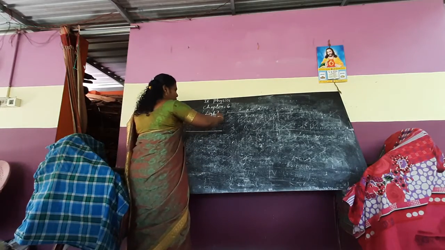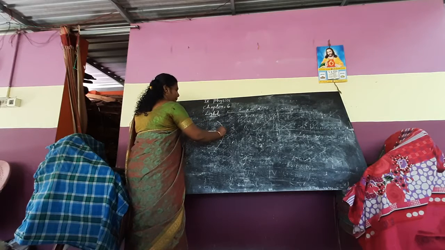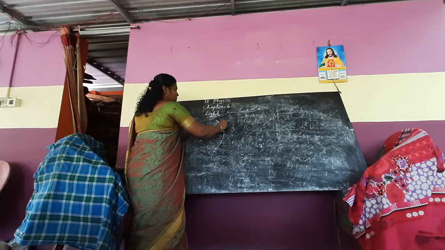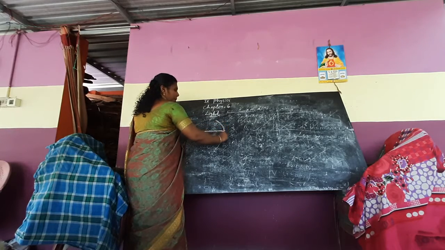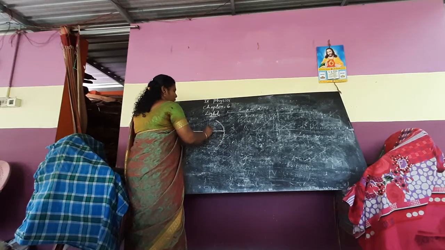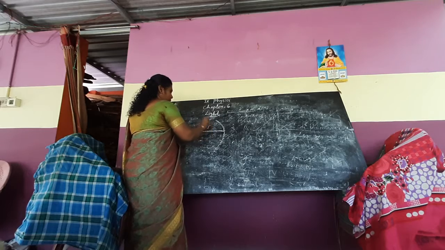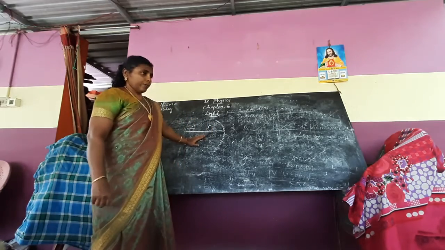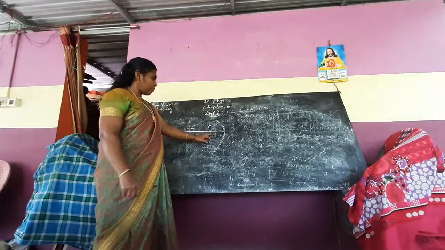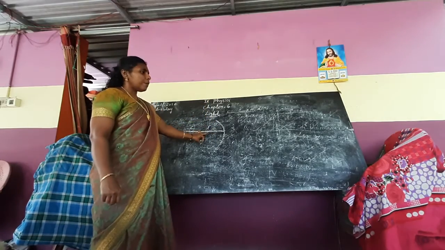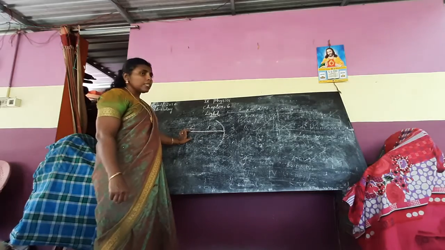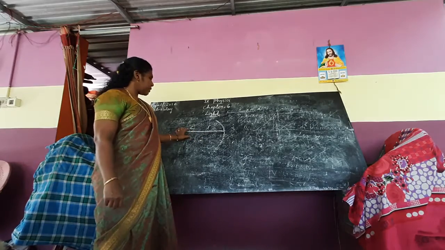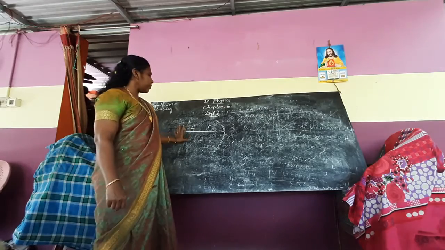Now we draw the concave mirror. This is the concave mirror, with the polished reflecting surface. Now mark the principal focus F and the center of curvature C on the principal axis. Has anyone written this? C means center of curvature.